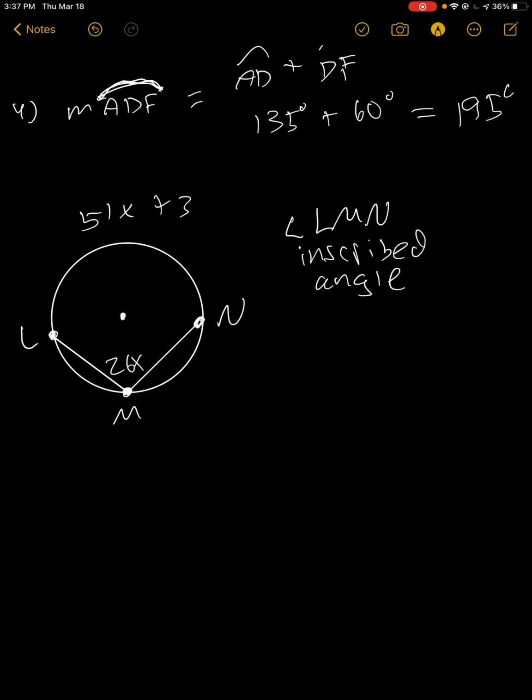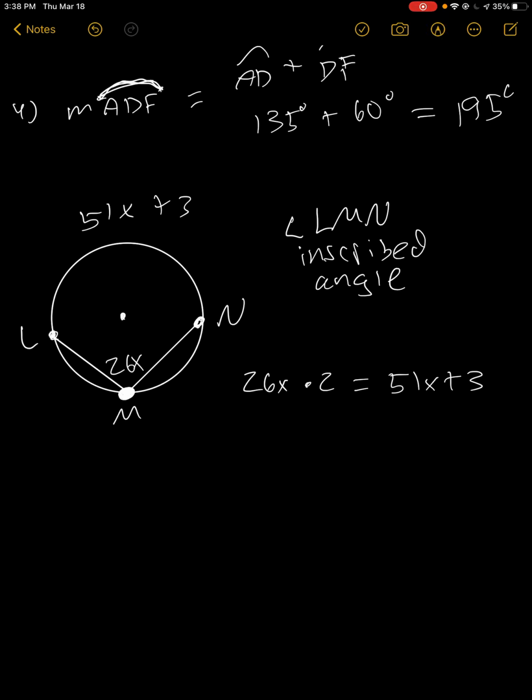So that means that whatever is down here, the 26x, we need to multiply it by 2, and that's going to give us whatever 51x plus 3 is. So we can do that first. 26x times 2 is going to equal 51x plus 3. It's going to give us the same answer, right?